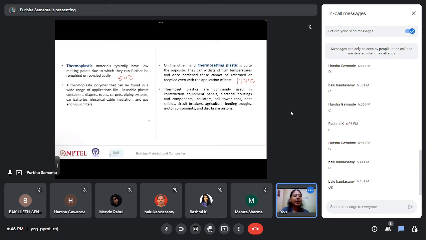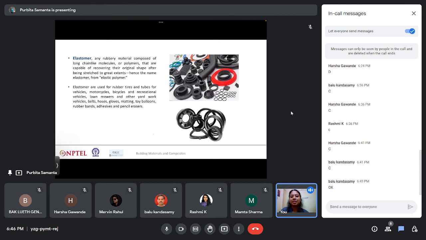Okay, and then coming to elastomers. So from these images, I think you'll be able to understand this. Elastomers are basically elastic polymers, and the way the molecules are arranged gives them this particular property. And the elastomers are widely used for making rubber tires, rubber tubes for motorcycles, bicycles, or for making belts, hose, gloves, gaskets, and all these things. So these are the very common uses of elastomers.